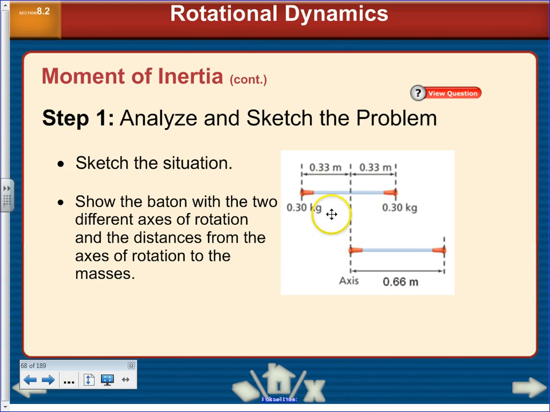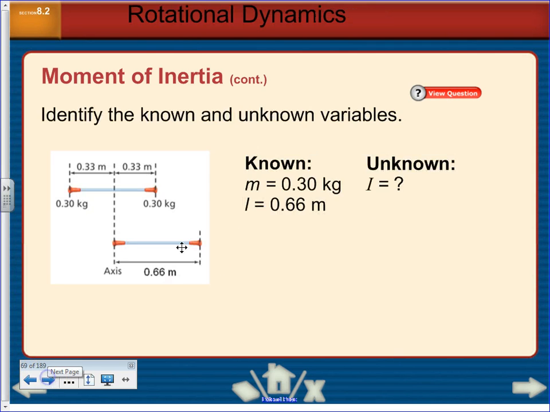So here we sketched it out. Here's your baton, mass at both ends. We're going to try first this one where we hold it in the middle and spin it. And then the other one, we have the axis of rotation at one end and we're just spinning the other end. So this weight actually kind of goes away. We're just going to be spinning this weight at 0.66 meters away. Here we have two masses that are half the distance. We want to figure out which one is greater, or if they're equal.